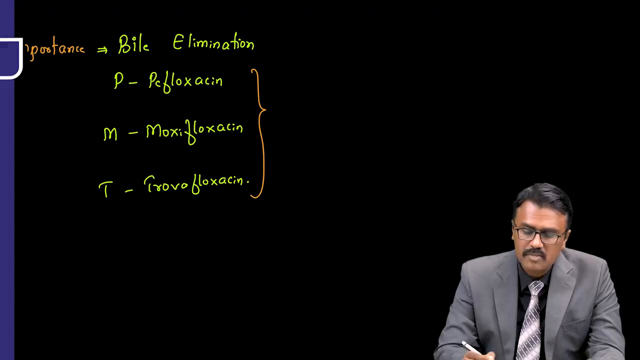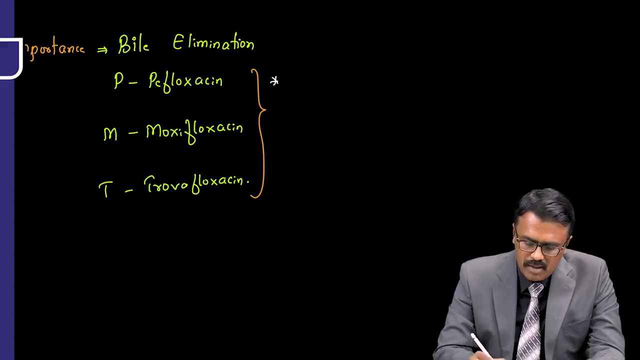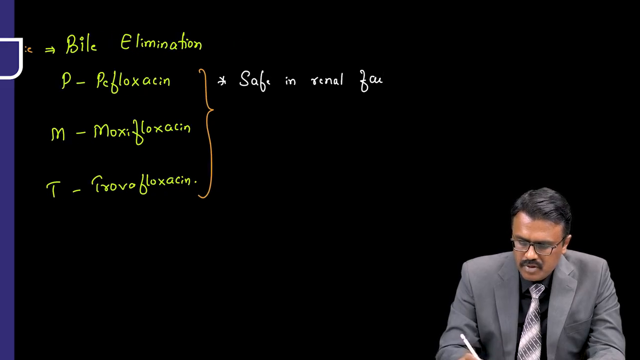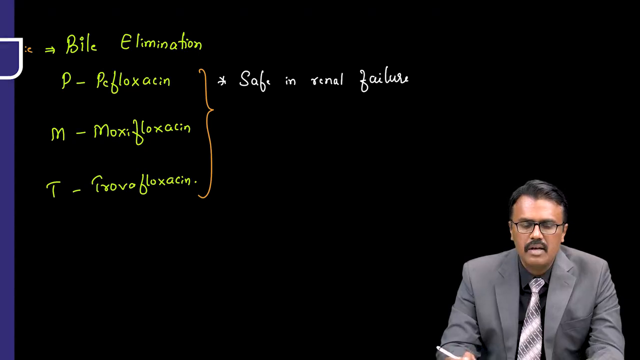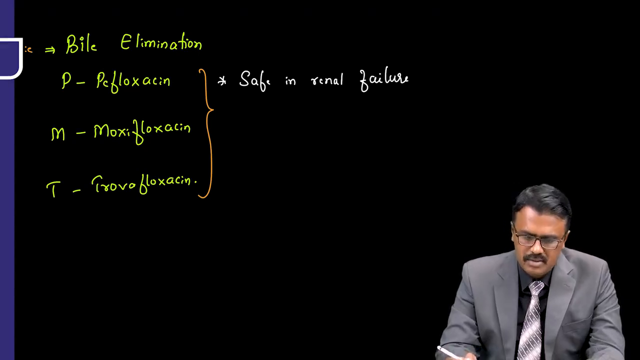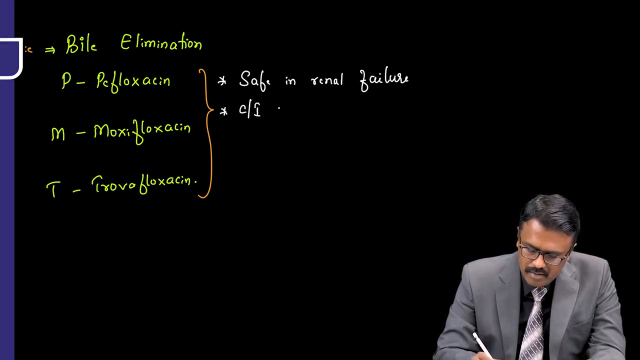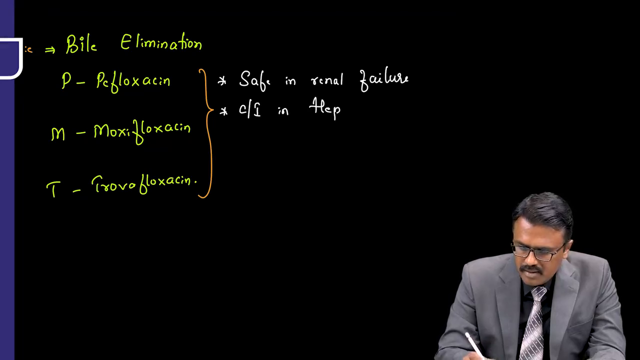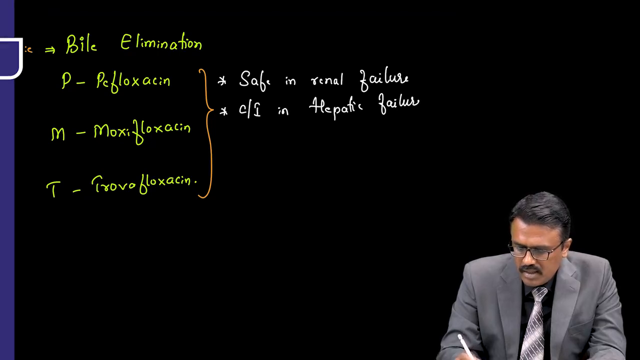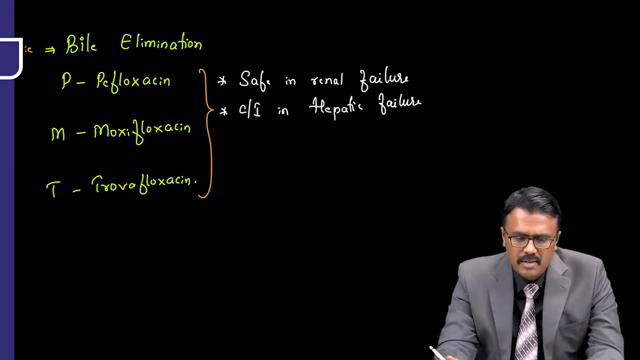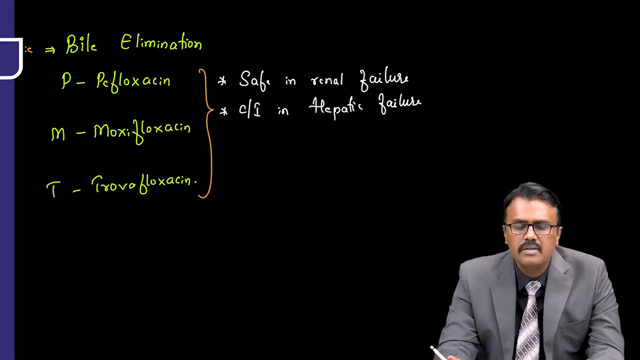So what is the question we expect from this? Point number 1, they are safe in renal failure. Point number 2, they are contraindicated in hepatic disease or hepatic failure. Why is it like this? Because they are eliminated by bile. So in hepatic disease, they should be avoided.